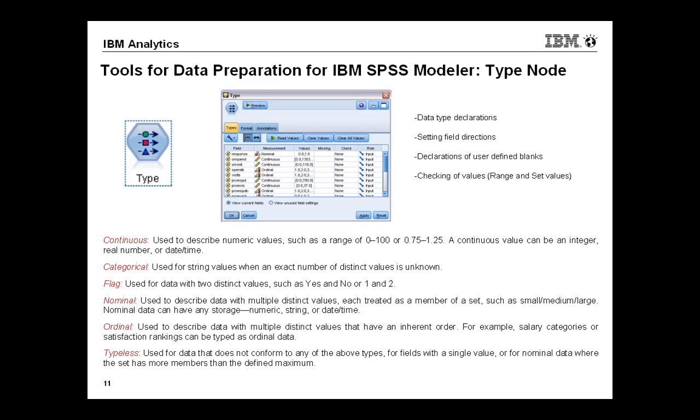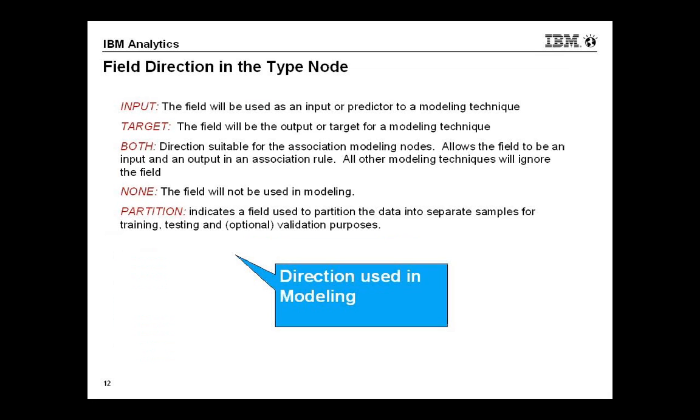The type node is structured so that you can set your data to be an input, which is used as an input or a predictor to the modeling technique. A target, which is the outcome that we're trying to classify or predict. It can sometimes be both, which is used specifically in association rules. For other modeling techniques, this will not be applicable. Sometimes it's none, when we want to exclude it from modeling. Or partition, which means we're using this variable to separate our data into samples for training, testing, or validation if necessary.